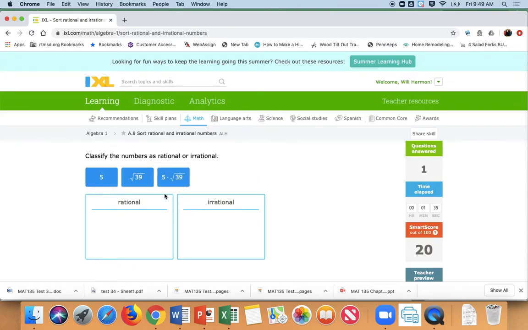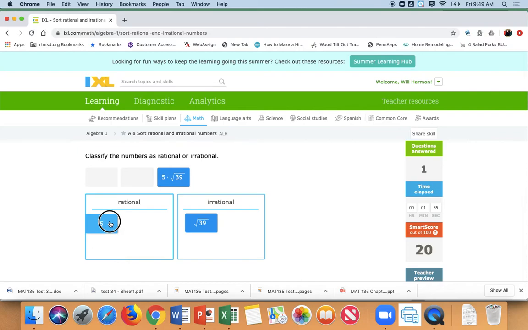Here, notice I was talking about the square roots. So I'm already feeling like this is going to be irrational because the square root of 39, it's not a perfect square because I know 36 is a perfect square. So 39 is not a perfect square. So this is going to be some type of decimal. If you don't believe me, go ahead and type it in your calculator.